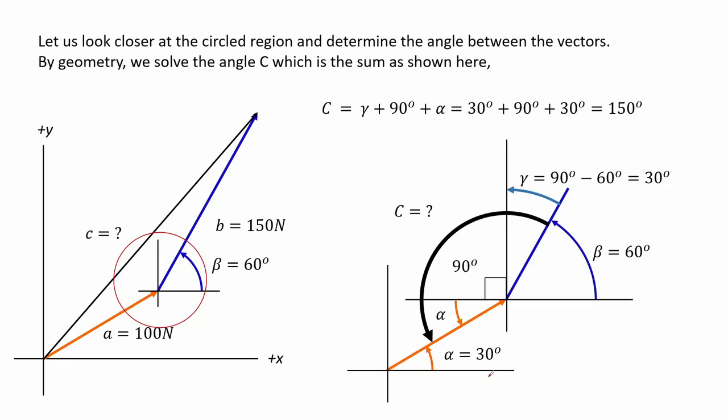We see that we have the values for A and B and we can also get the angle C here. Looking closer at the encircled region, we see that the angle C is obtained by geometry. Here we see that it is simply the sum of the gamma angle plus 90 degrees plus the alpha angle. This gives us a value of 150 degrees.